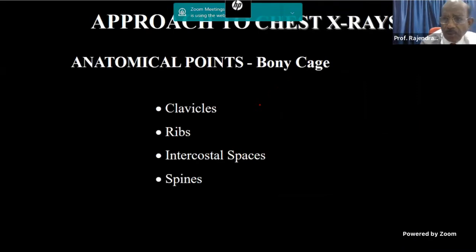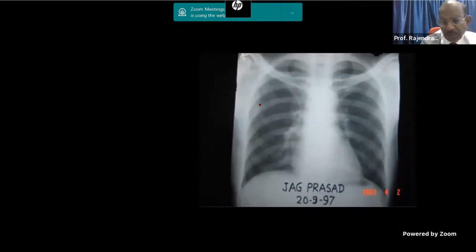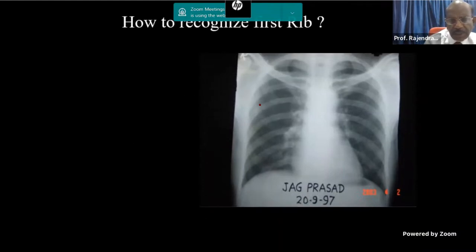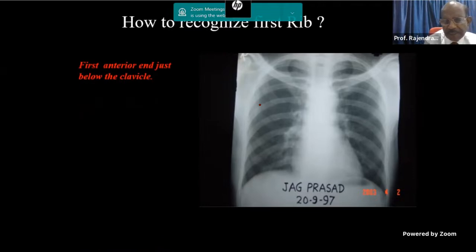Then after soft tissue you have seen, you have to look for the bony case, and in bony case, of course, you can look for clavicle, ribs, intercostal spaces, spines. But then, how to recognize rib, that is a very important rule. I always say that how to recognize rib, rule is that first anterior end just below the clavicle is the anterior end of the first rib. You see, this is the clavicle and this is the anterior end and this is a posterior end.